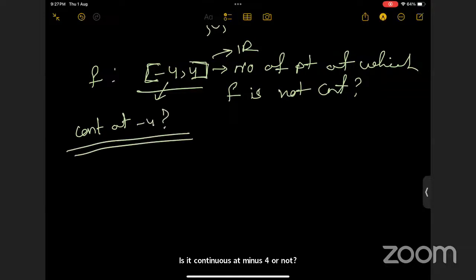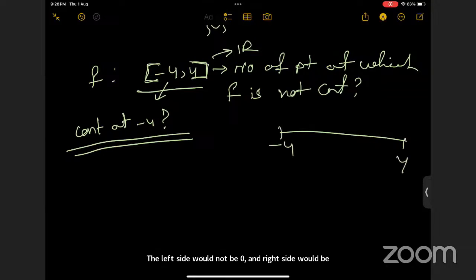What do you think? Not continuous. Why? Because the function ends at -4. I think the left side would be 0 and the right side should be 0. Continuous now, because one side does not exist and the other side exists, and at that point the value also exists, so it should be continuous.